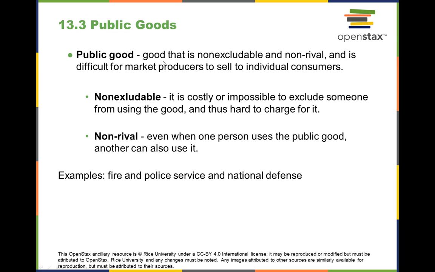The last section is about public goods, and these, once again, are goods provided by the government, the public sector. So a public good is non-excludable, so everyone has access to it, non-rival, so there's no competition in consuming it, and is difficult for market producers to sell to individual consumers. Non-excludable, once again, means it's impossible to exclude someone from using the good and thus hard to charge for it. Even when one person uses the public good, another can also use it, so it's non-rival. So there's no competition in the consumption of this particular product. Fire, police services, national defense, those will all be examples of non-excludable and non-rival.